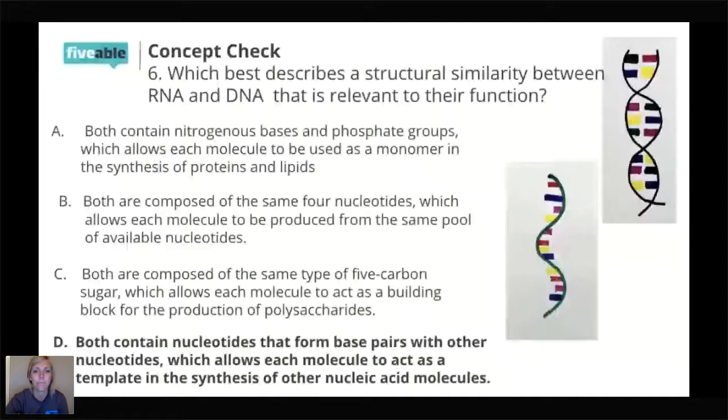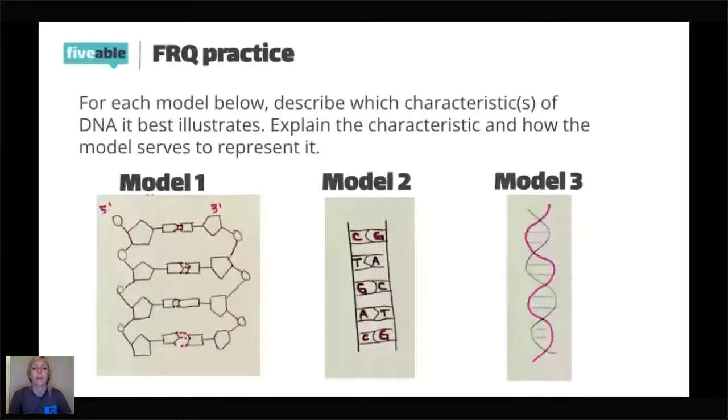All right, great job. Okay, so here's your free response question practice. So we've got 3 models of DNA. I just drew these up. They're nothing fancy, obviously, but they're showing different things, different properties. If we were to even go back to that T chart of what's the difference between DNA and RNA and what's their function, each model is kind of highlighting a different thing. So for each model, describe which characteristics of DNA it best illustrates, explain the characteristic and how the model serves to represent it.